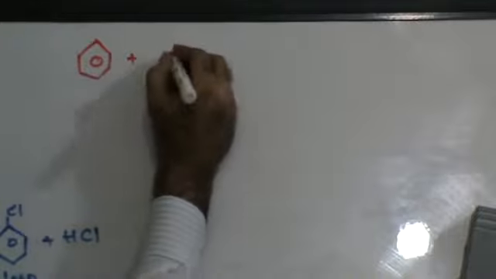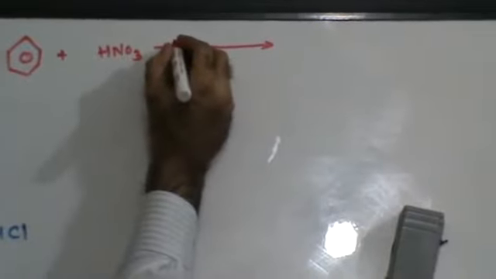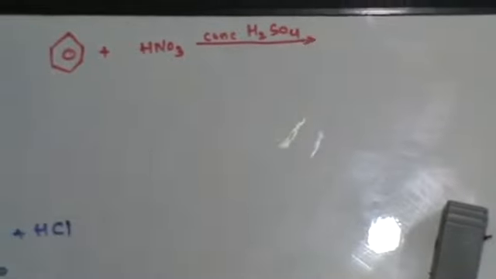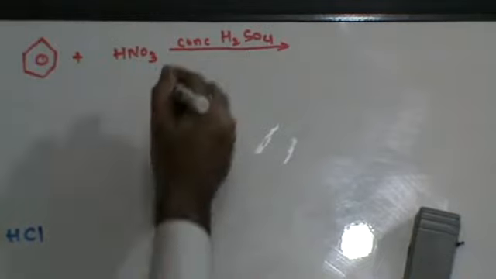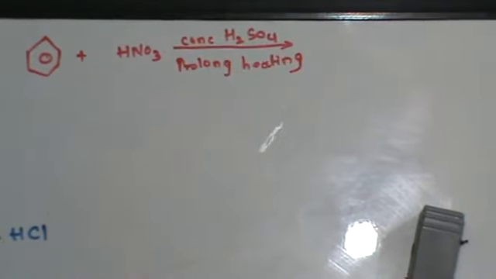Let's put this out. Benzene. First, let's draw the benzene ring. Benzene reacts with nitric acid, HNO3. My catalyst still remains the same. Here, this is going to be concentrated sulfuric acid. I keep my catalyst the same, and you are also going to put in prolonged heating. We will heat this for a very long period of time.